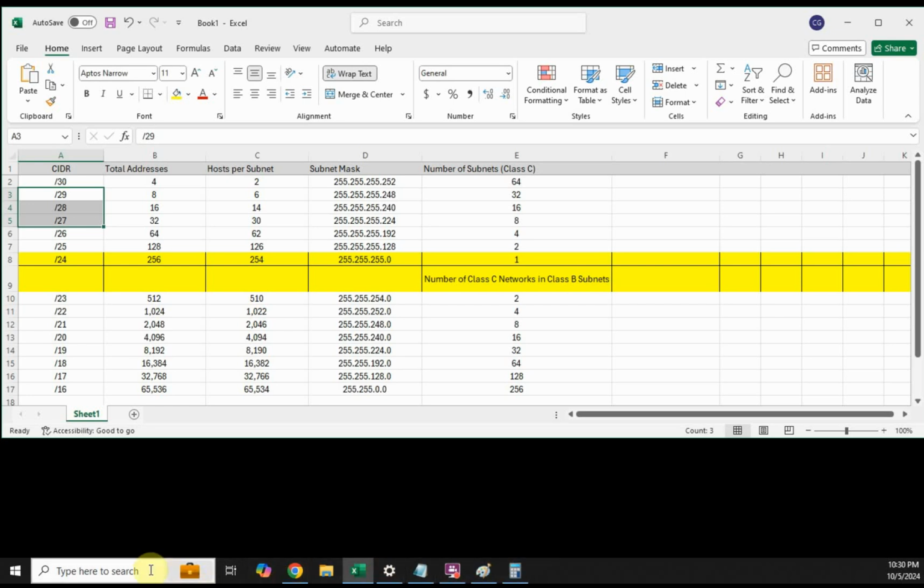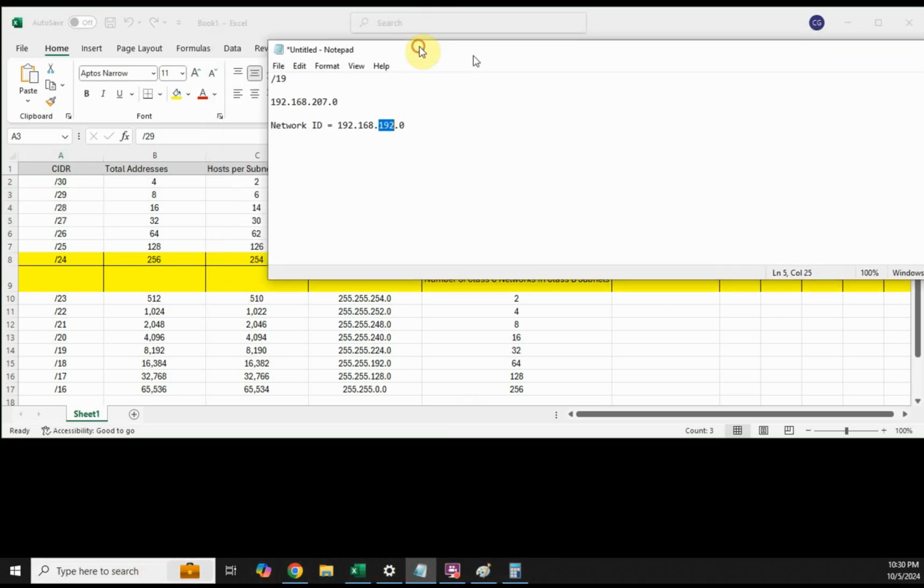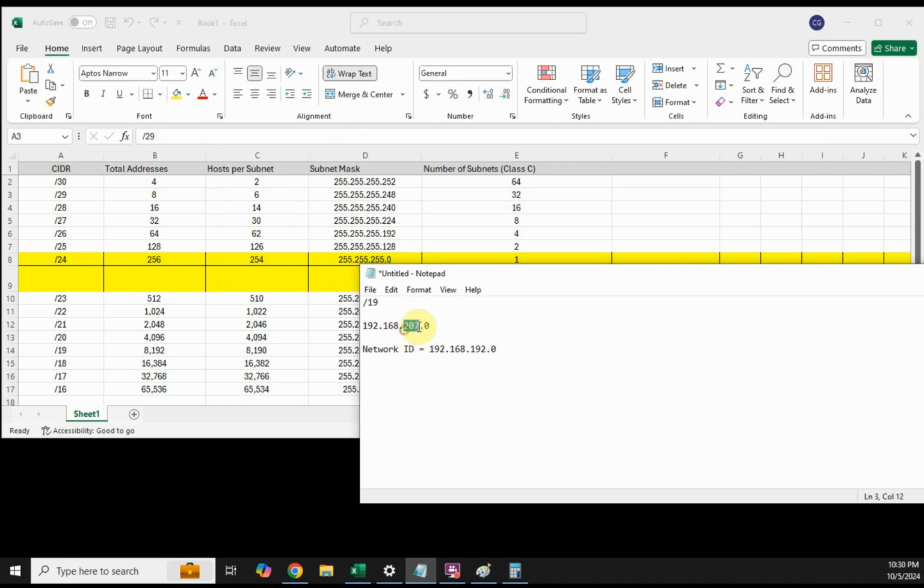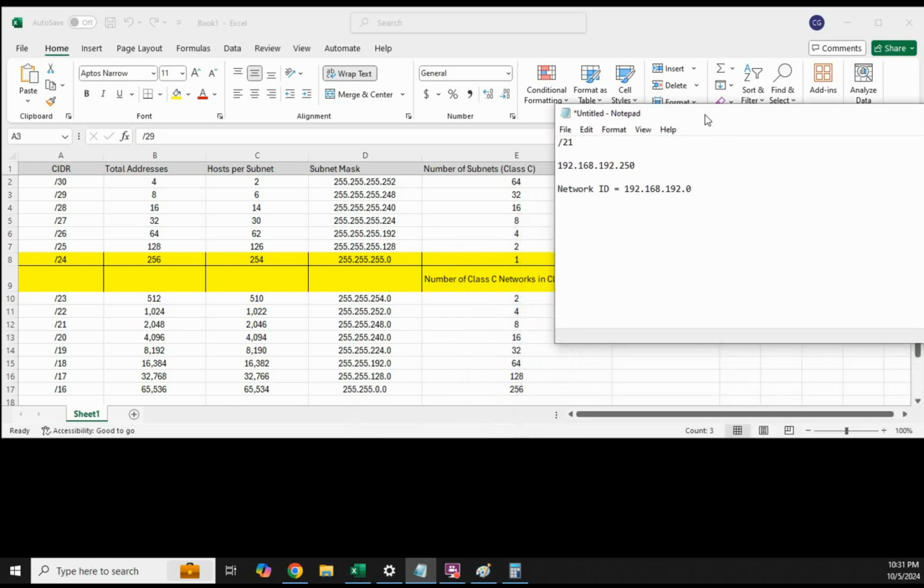Here, let's do another one real quick, so that you can understand once again. Let's say we've got a network with an IP address of 192, I don't know, 250. And it's a, I don't know, make it a /21. It's a /21, so that means 8, right? So what's the network ID on this?